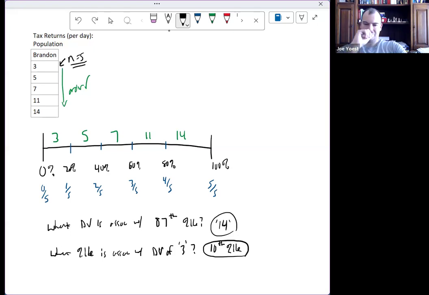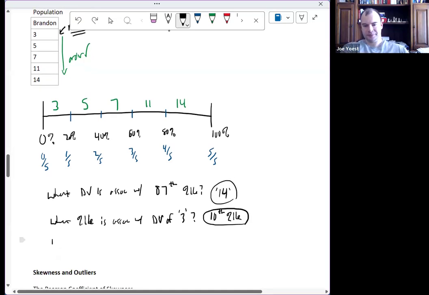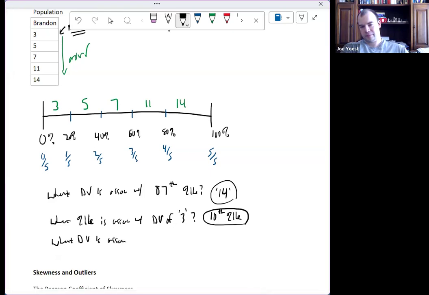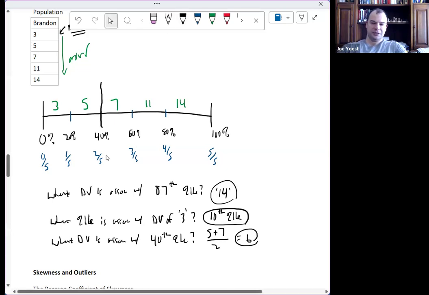And we could ask, say, what data value is associated with the 40th percentile? I noticed that the 40th percentile is right between two properties, 5 and 7, so I'll just average those two. 6 returns per day there. Any questions so far?